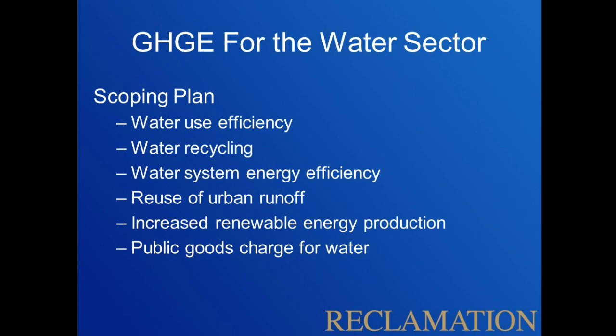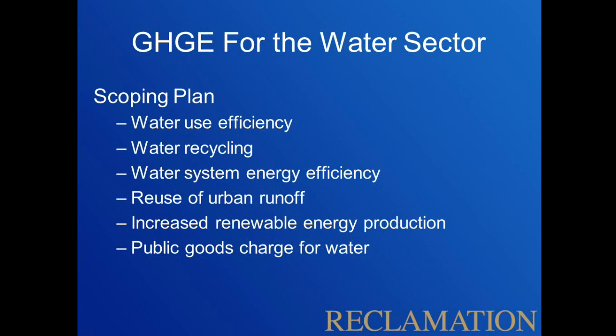And for the water sector, it talked a lot about the fact that there's going to be a lot of double accounting for the water sector because the number one greenhouse gas emission source for us is our energy use. So that energy use, or energy production, is already being accounted for in the electricity sector. So what the scoping plan recommended is to focus on 6 ways to possibly reduce our greenhouse gas emissions.